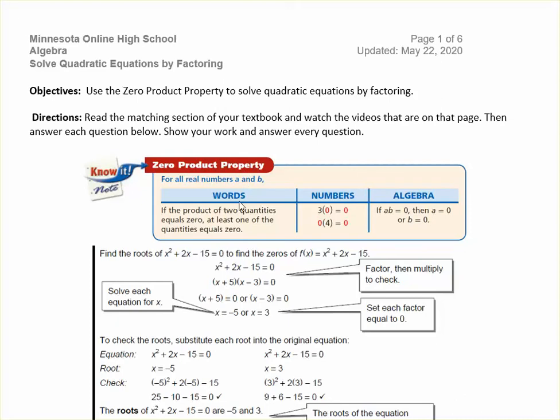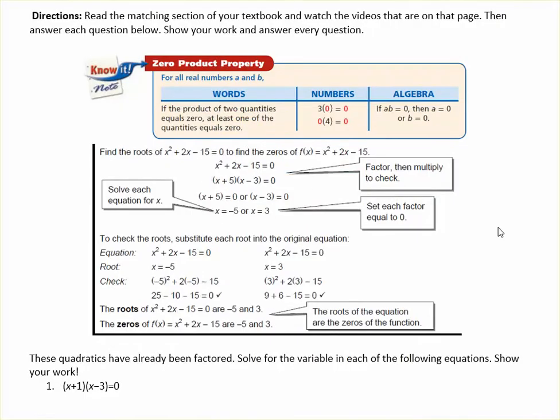You've used this before. It just says that if you have two things multiplied together and the answer is 0, then either the first one was 0 or the second one was 0. So if AB equals 0, then either A is 0 or B is 0. Just one of them is 0, you get an answer of 0.